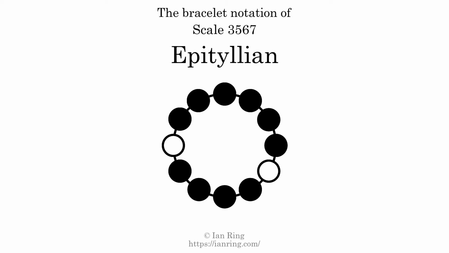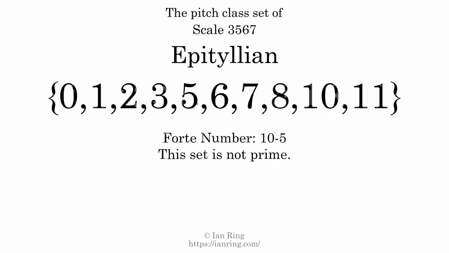This is a bracelet notation diagram of scale 3567. The shaded circles represent tones that appear in the scale, and they are read clockwise, starting at the top. The pitch class set for this scale is 0, 1, 2, 3, 5, 6, 7, 8, 10, 11. The forte class is 10-5. This set is not prime.